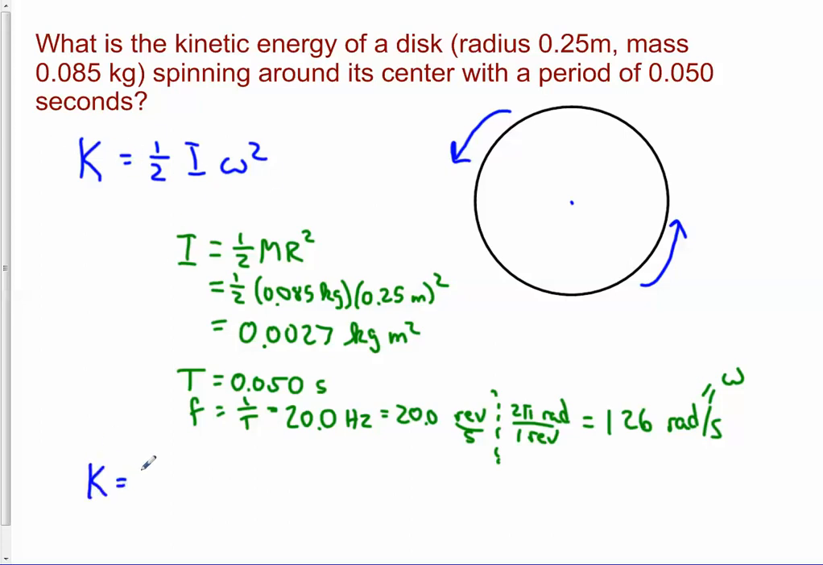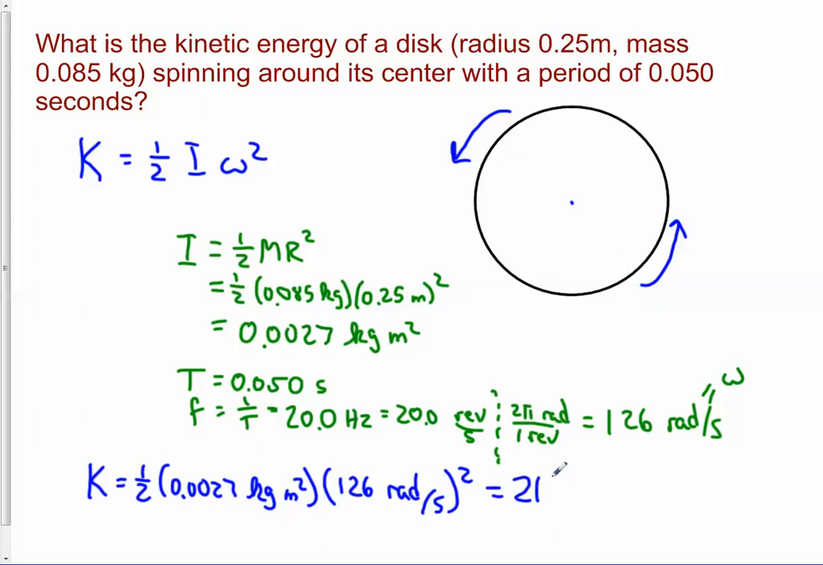So K is 1/2 times 0.0027 kilogram meter squared times 126 radians per second squared. That's 21, two significant figures. It's 21 joules. So that's how much energy this disk has just because it's rotating. 21 joules. All right.